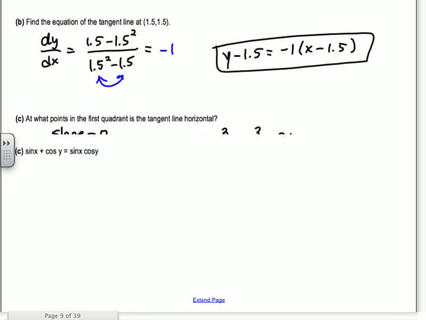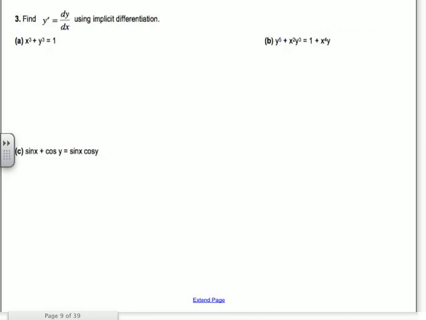Okay, number 3. So going back to the basics. So find y prime, which is dy over dx, using implicit differentiation. So if you guys are lazy and you don't like to write the dy over dx as you are doing this, you can write 3x squared plus 3y squared times y prime if you want. I don't mind that. Equals 0. Because you know y prime is just dy over dx.